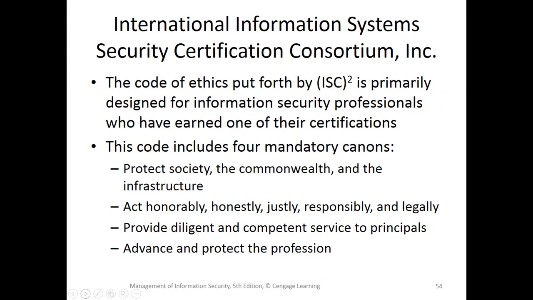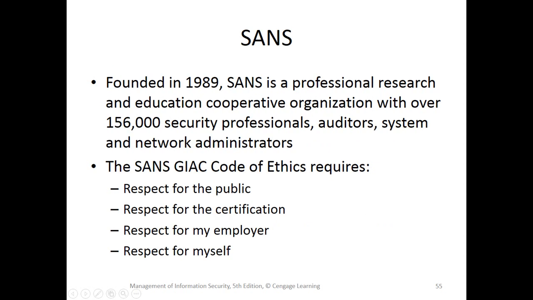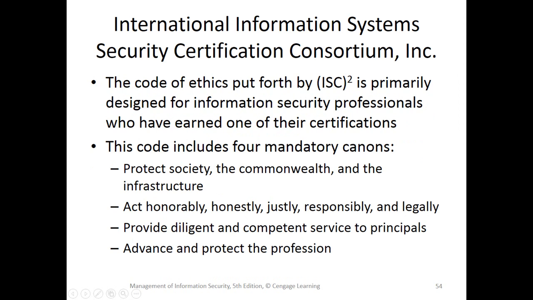The International Information System Security Certification Consortium, the Code of Ethics put forth by ISC Squared, is primarily designed for information security professionals who have earned one of their certifications. This code includes 4 mandatory canons, and if you take an ISC Squared exam or certification, then you'll actually have to adhere to the code, the mandatory canons. More than likely, you'll be asked on your exam, they will give you a blurb of the code, and you have to determine whether it's a correct statement or not. So you pretty much have to memorize the mandatory canons and know these things. So these are good things to know.